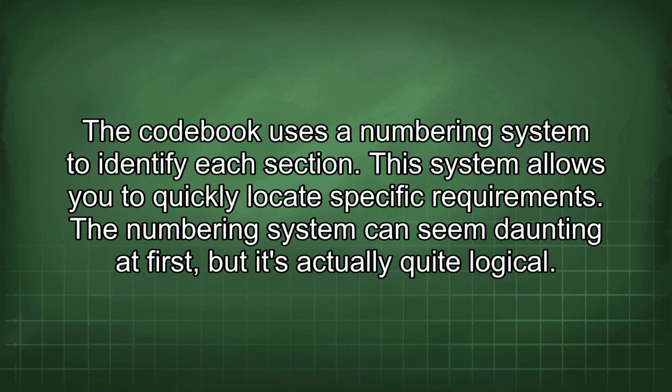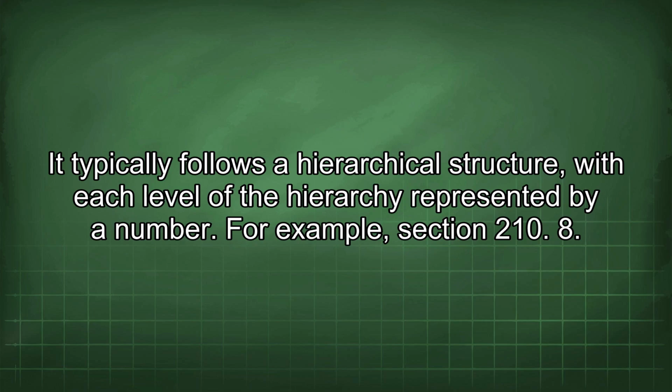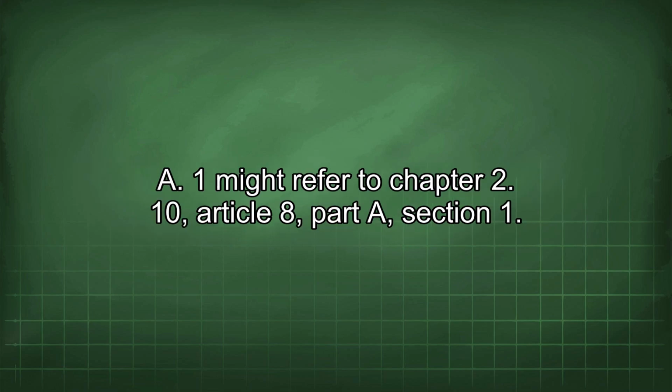The numbering system can seem daunting at first, but it's actually quite logical. It typically follows a hierarchical structure, with each level of the hierarchy represented by a number. For example, section 210.8(A)(1) might refer to chapter 2, article 210, section 8, part A, item 1.